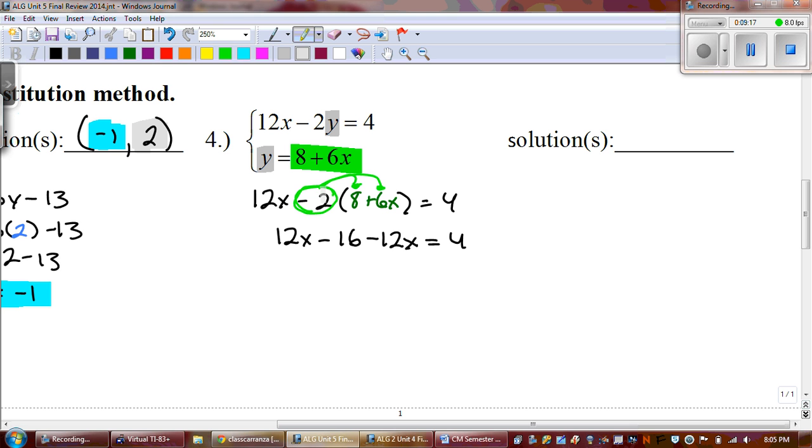All right, let's combine our like terms. We have 12x and -12x. When we combine those, they actually cancel. And we're left with -16 equals 4. Now, is that a true statement or a false statement? That's a false statement, which means no solution.